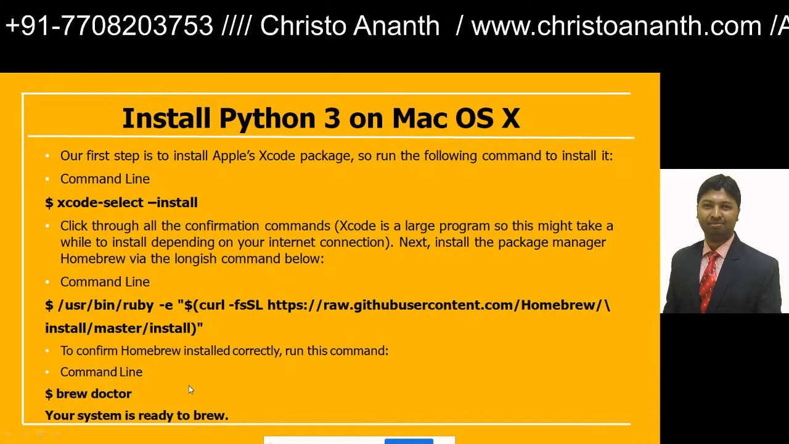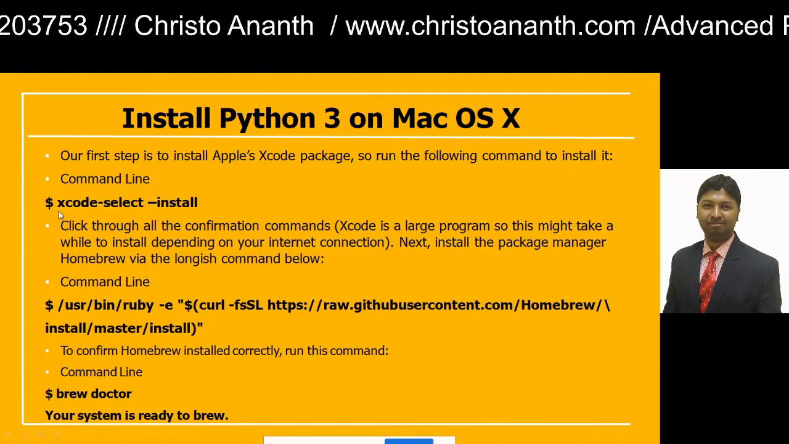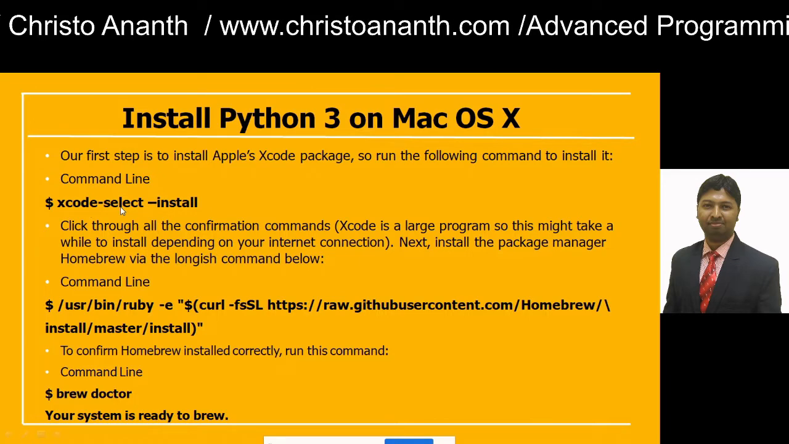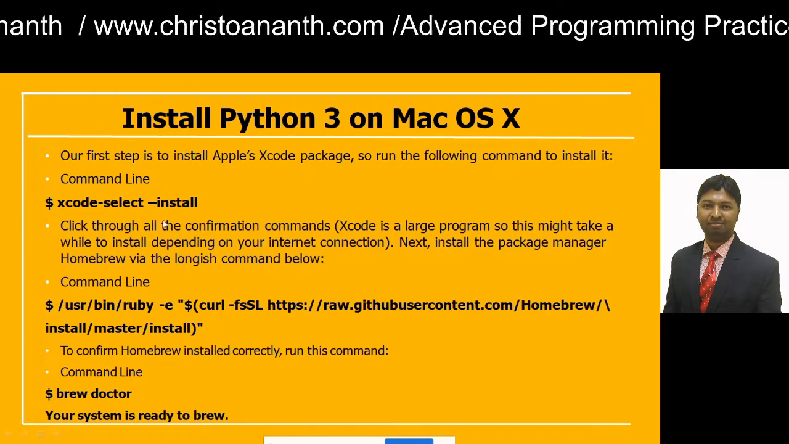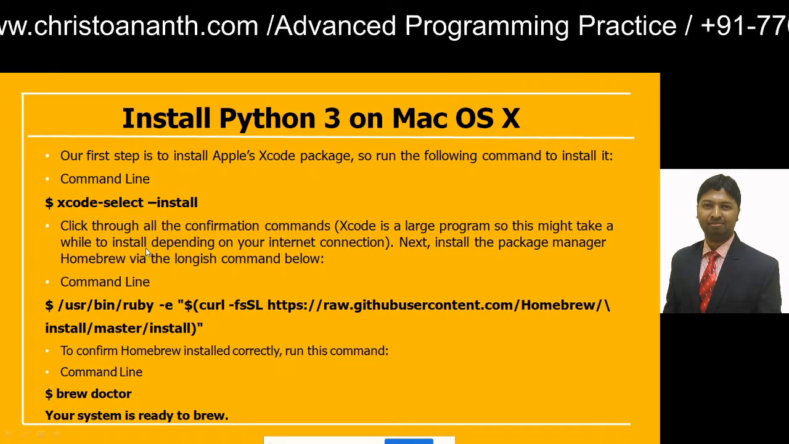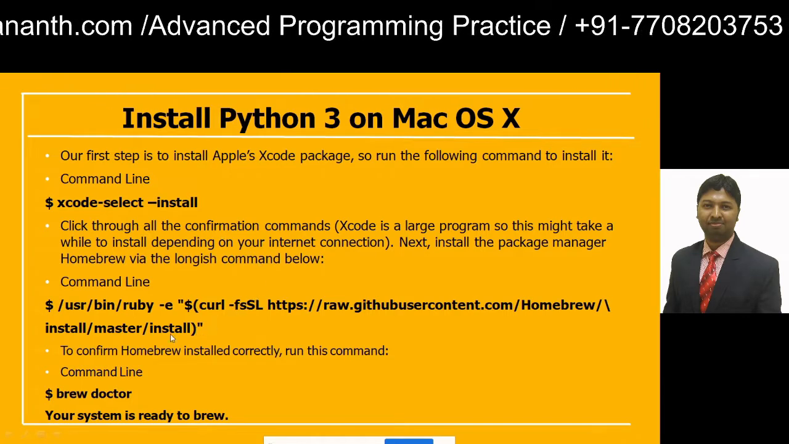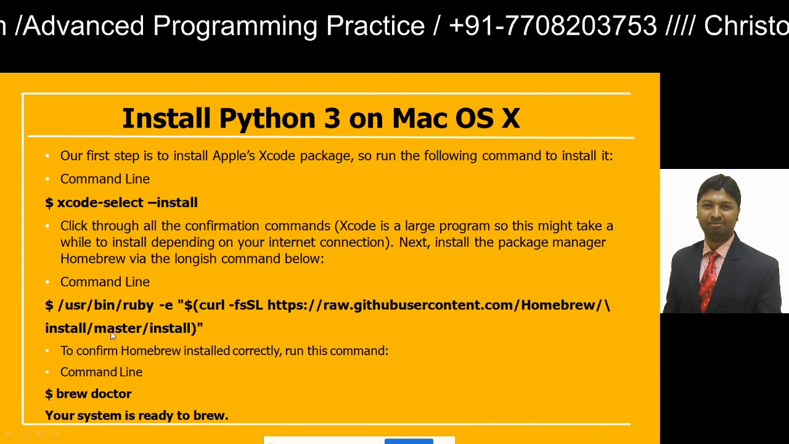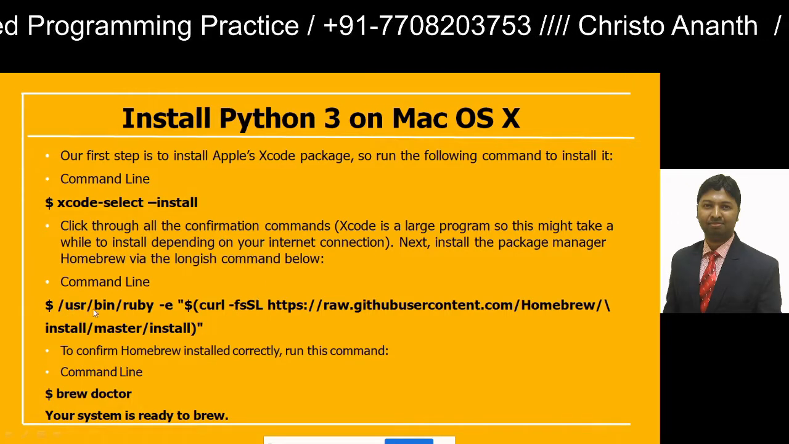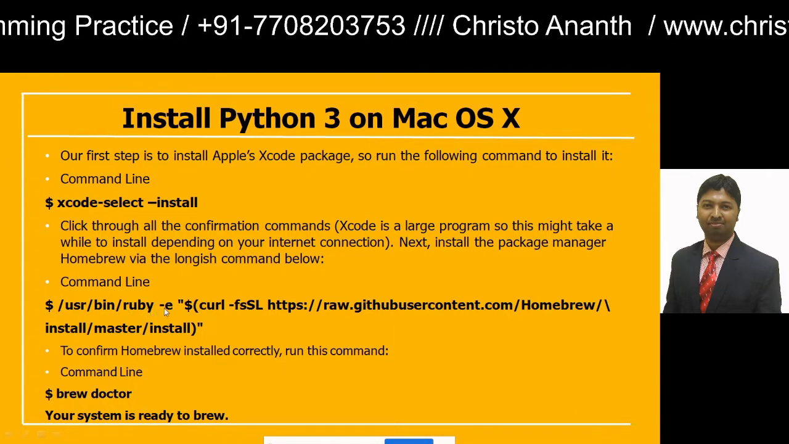So this is the command line. Run $ xcode-select --install. You click through the confirmation prompts and then proceed with the installation. Then, within /usr/bin, run ruby -e.